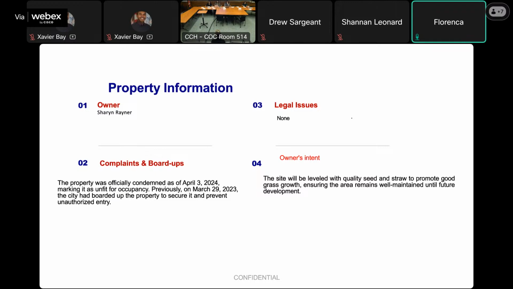As far as I know, there are no legal issues. I know that the property was officially condemned in April of 2024, making it unfit for occupancy. Previously, in March of 2023, the city had boarded up the property to secure it and prevent any unauthorized entry. The owner wants the property down and, for right now, just wants a leveled site with quality seed and straw, to ensure grass growth and to ensure that the area remains well maintained for future development.